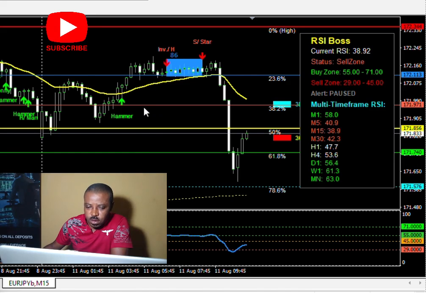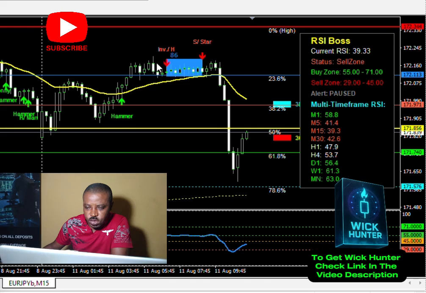We are looking at our first chart demonstration, EURJPY. So the market has been bullish throughout the Asian section, and we saw some wick rejection signal from our Wick Hunter indicator.